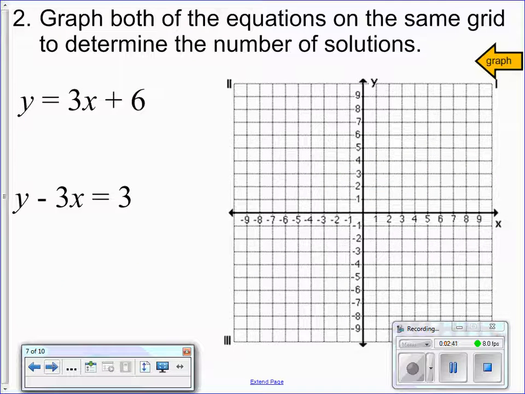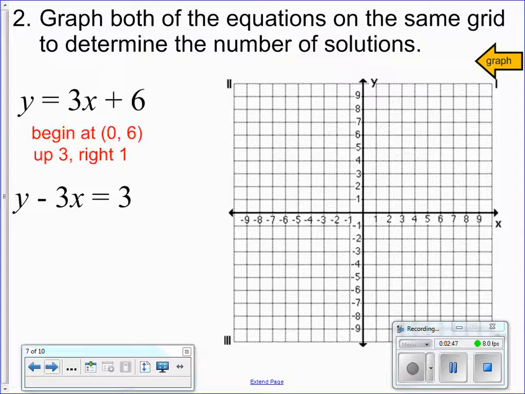We'll graph both of these equations on the same grid to determine the number of solutions. The first equation is in slope-intercept form, so we begin at (0, 6). We have a slope of 3, so that goes up 3, right 1. The second equation is in standard form, so that means if we plug in 0 for x, y equals 3, and if we plug in 0 for y, x is -1. So those are our two intercepts.